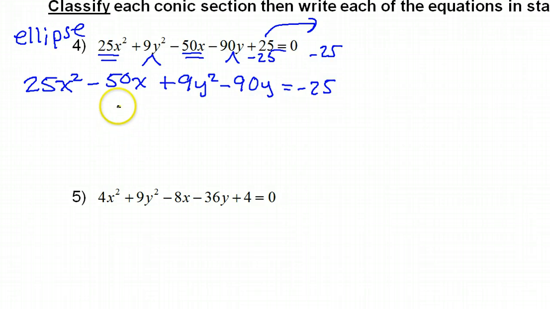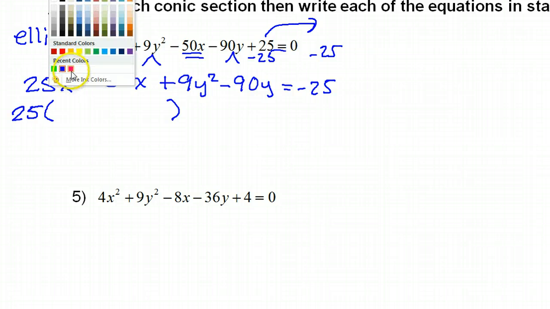So now we will complete the square, but be careful. I'm not going to do half of 50 and square that. I'm not going to do half of 90 and square that. When you have a number in front, you have to factor that out. So I'm going to bring this 25 way out in front of the parentheses.